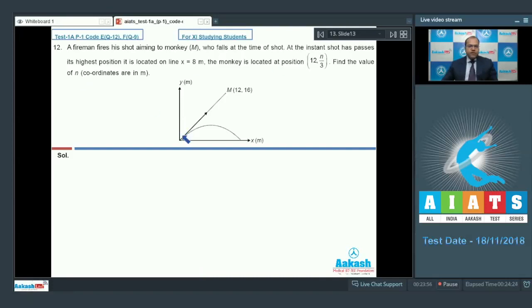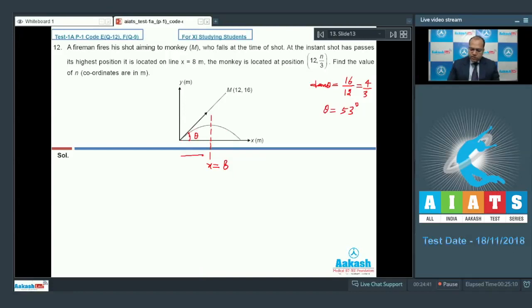So at t equal to 0, when the fireman fires a shot aiming at the monkey, at that moment we can calculate this angle theta with the horizontal. If this angle is theta, then tan theta is equal to perpendicular, that is 16, divided by base, so it comes out to be 4 by 3. So from here the value of theta comes out to be 53 degree. Now it is given in the question, at the instant the shot has passed its highest position, it is located on line x equal to 8 meter. So it is x equal to 8.